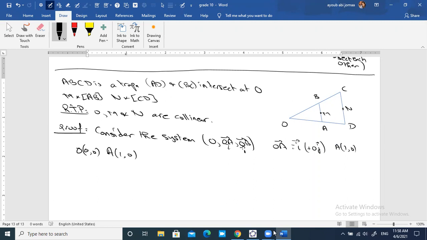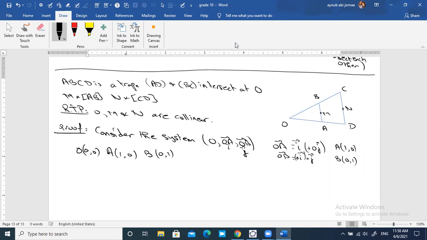What about point B? It's 0, 1. OB, in fact, is J, which is 0I plus J. Okay? So point B has coordinates 0, 1. This is the 1 on the x and this is the 1 on the y. So point B has coordinates 0, 1.